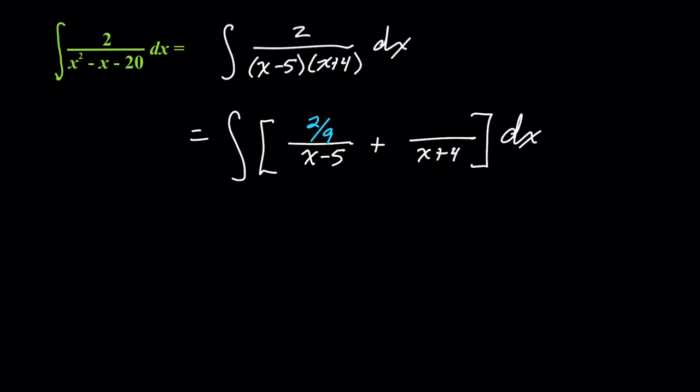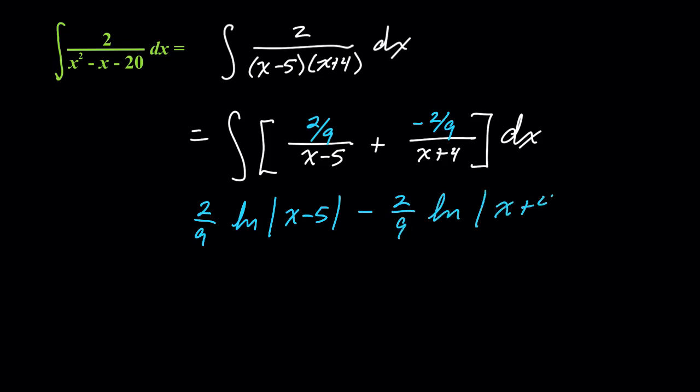And then you're going to plug negative 4 in for x. And because we're plugging negative 4 in for x, we're going to cover up this parenthesis. So 2 over negative 4 minus 5 will give you negative 2/9. And your final answer then is going to be 2/9 natural log |x minus 5| minus 2/9 natural log |x plus 4| plus c.